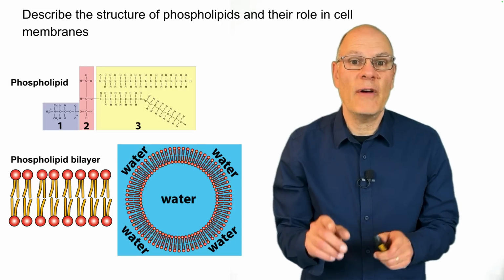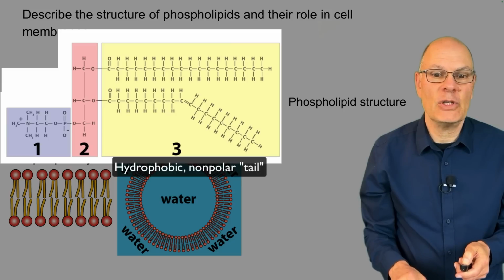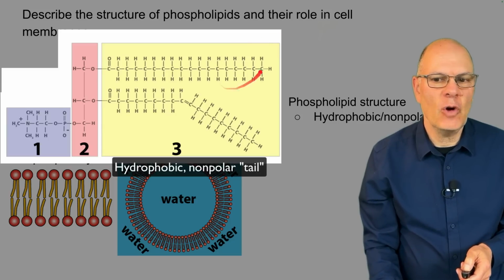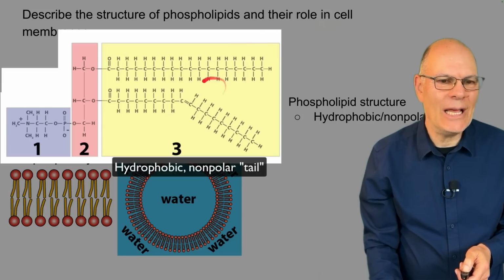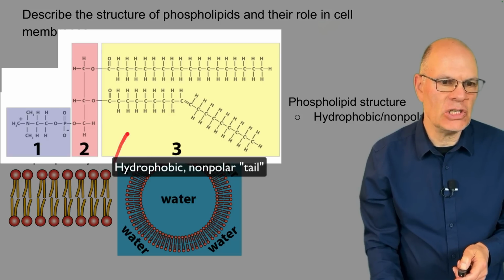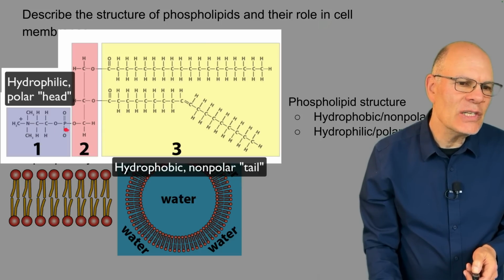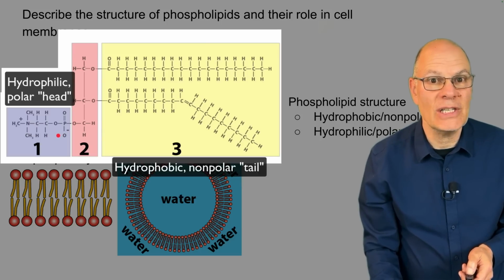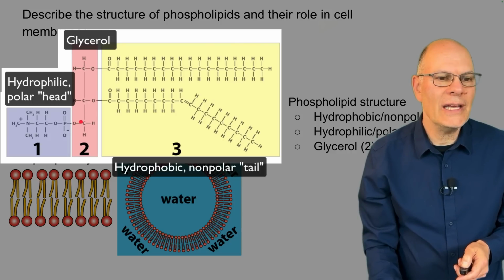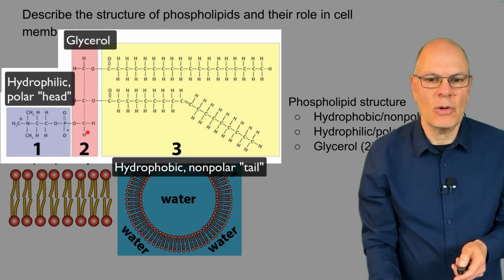Describe the structure of phospholipids and their role in cell membranes. Phospholipid structure: there's a hydrophobic nonpolar tail region. Here's the structural formula. Here's a representation. There's a hydrophilic polar head. Notice that the head has this phosphate group over here with its negative charge. The whole thing is held together by this 3-carbon molecule called glycerol.